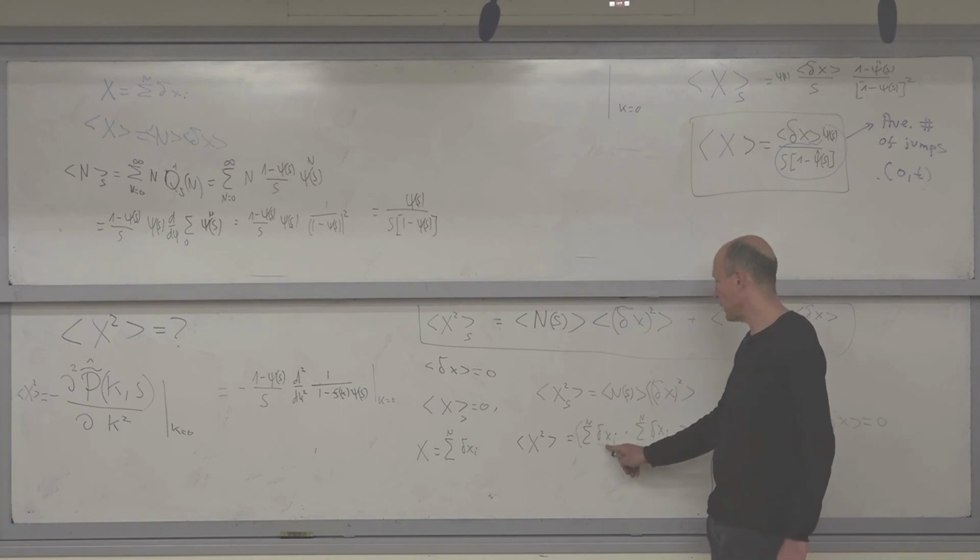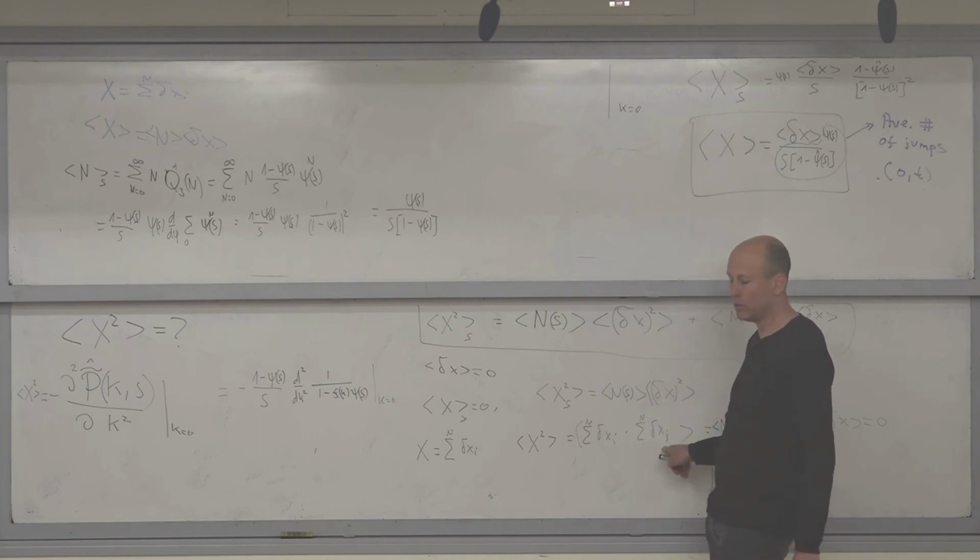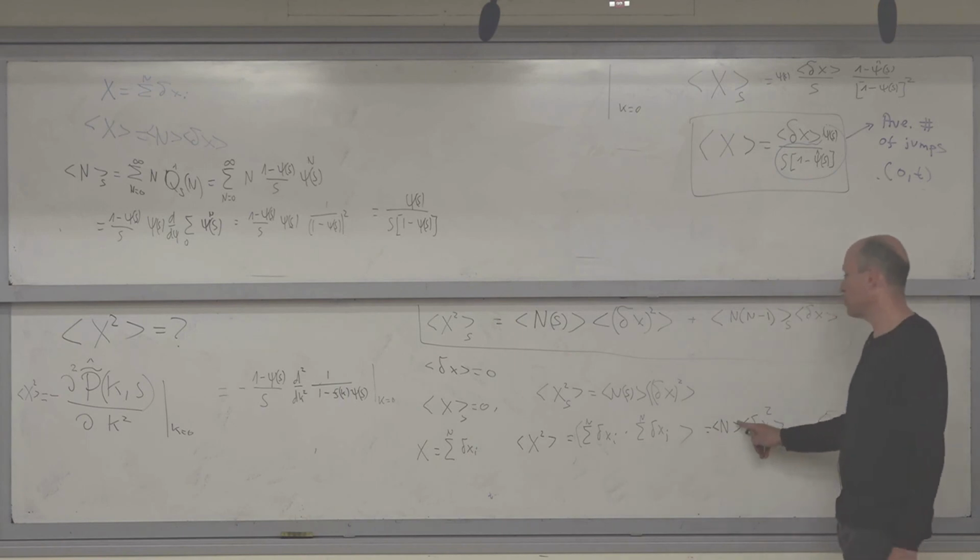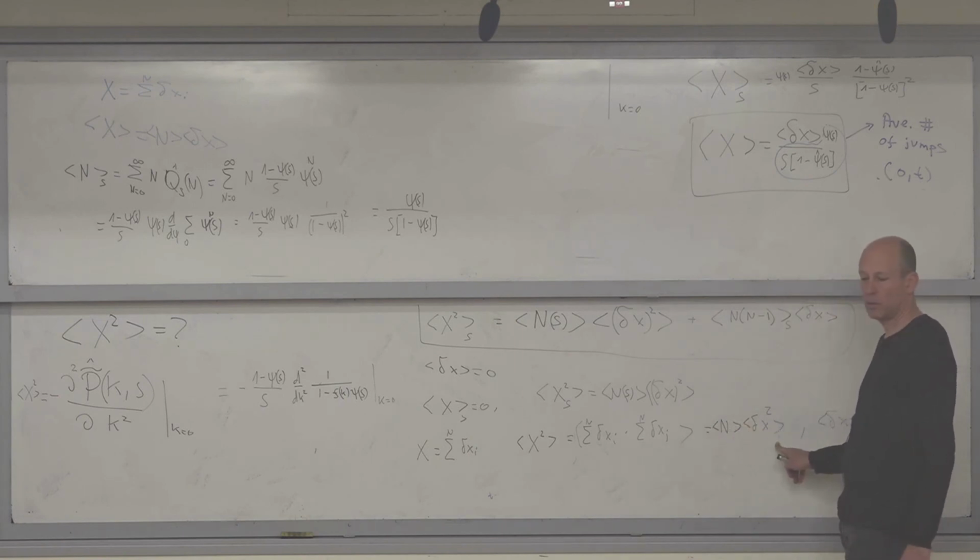Because you see, I multiply delta x 20 with delta x 30, they are not correlated. On average, they are 0. Because the mean is 0, and they are independent. And then I have the terms which are identical, delta x1, delta x1, delta x20, delta x20. And how many do I have? N of them. So then I have the average n times delta x squared.